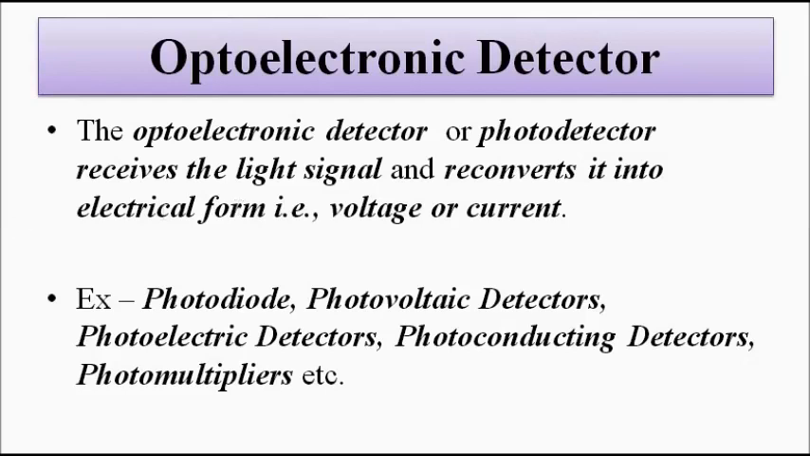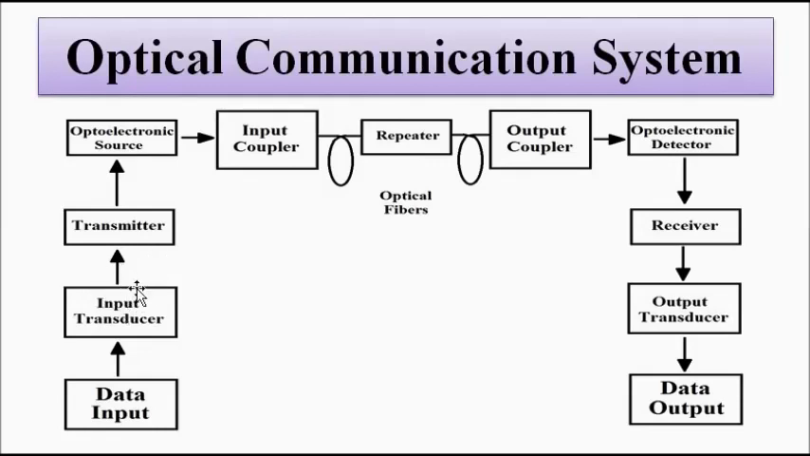The signal at the output of the input transducer, the electrically converted signal, is given as input to the source. The source converts the electrical signal, the voltage or current signal, into a light signal. That is the job of the optoelectronic source, be it LED or laser. The photodetector does the opposite. It converts the light signal into the original modulated voltage or current signal. So, the opposite task.